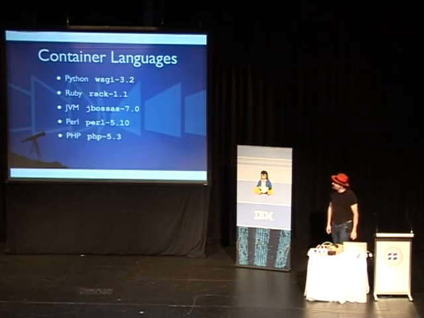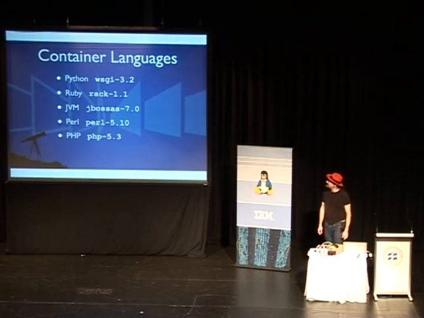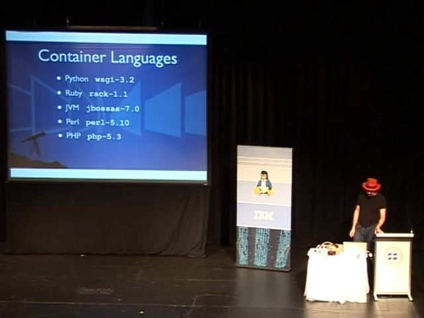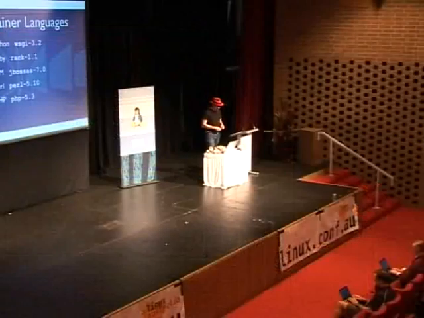OpenShift supports the following languages and containers: Python, Ruby, JVM, Perl, and PHP. Some of them are a little bit older than others. The JVM is the latest and greatest, as befits the company that runs JBoss. Some of the others are a little bit older, and that was one of the things that we hope will be fixed as we open source the product itself.